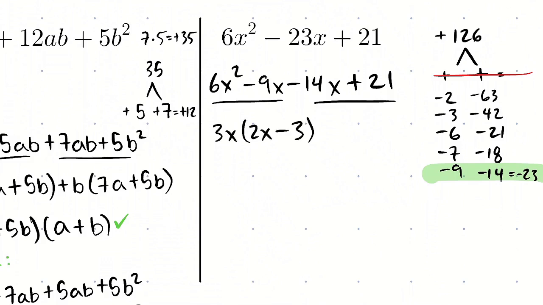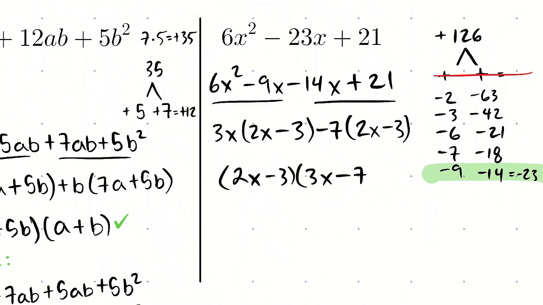So, and you can always check by multiplying 3x times 2x, that gives you 6x squared, and then 3x times negative 3, that gives you negative 9x. Alright, so from the second two terms, I'm going to pull out a negative 7, and that gives me 2x minus 3. Okay, so now it looks like both of them have a 2x minus 3 in common. So I'm going to bring that out. So let's see. We have 2x minus 3. So we pulled that out, and we get left inside with 3x minus 7.